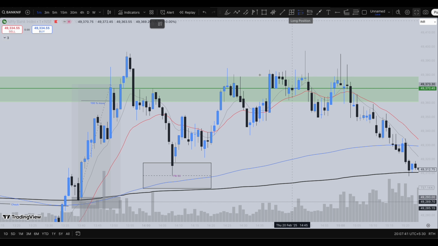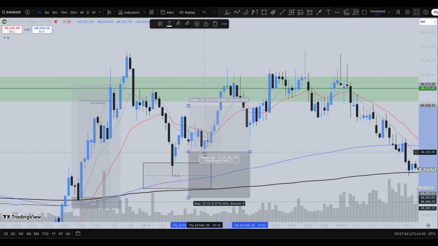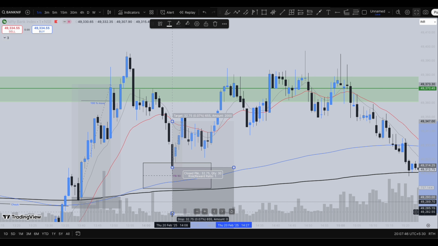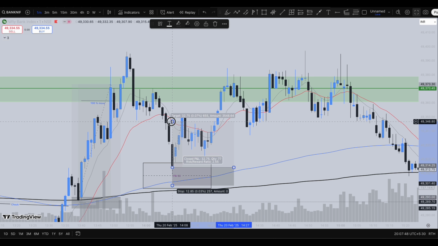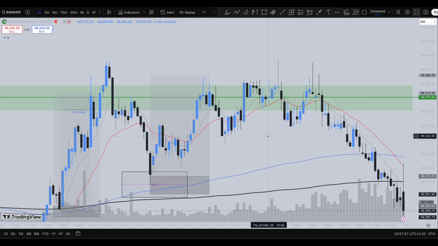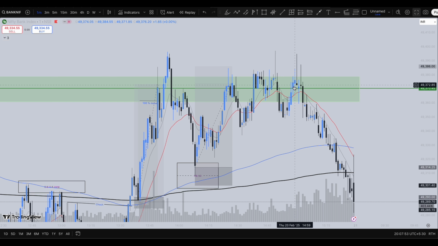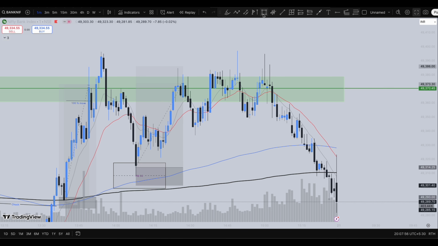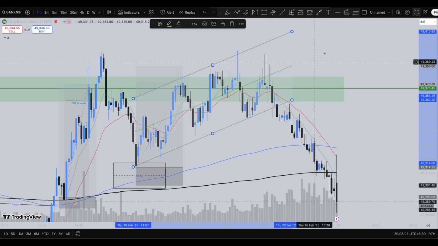So let me try to plot this. Actually, you could have taken it here itself, guys, because after seeing this kind of sweep support, you could have targeted all the way to this zone over here. And you can see the market kind of formed a channel pattern here if you consider this to this zone. And this is a clear channel.